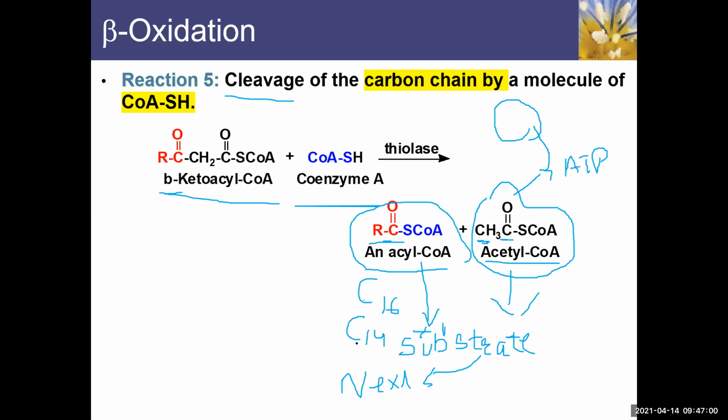So this process will continue. After C14, what will we have? C12, right? After that, what will we have? C10, then C8, then C6, and then we don't need to do one more, right? Because at that time we will have two carbon atoms here and two carbon atoms here. So that will be the end product of it.